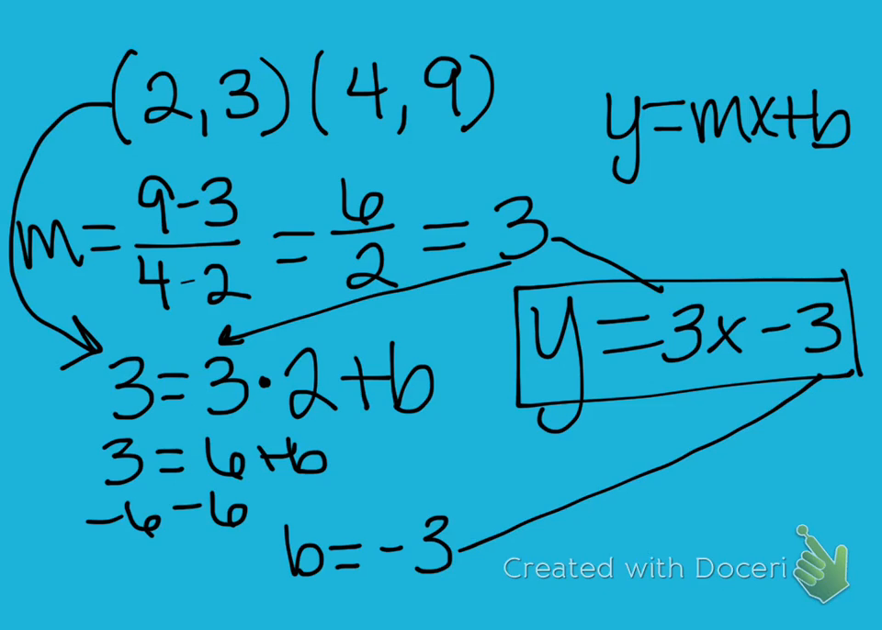In order to solve for b at this point, we need to get rid of the 6. And in order to get rid of the 6, which is positive, we subtract it from both sides. 3 minus 6 equals -3. So we have now found the b is -3. So for our final step, we're going to plug in the m and the b that we just found. So y stays as a y, equals 3, because that is our slope, x, because our x needs to stay as the x, minus 3, because that is the new b that we found.